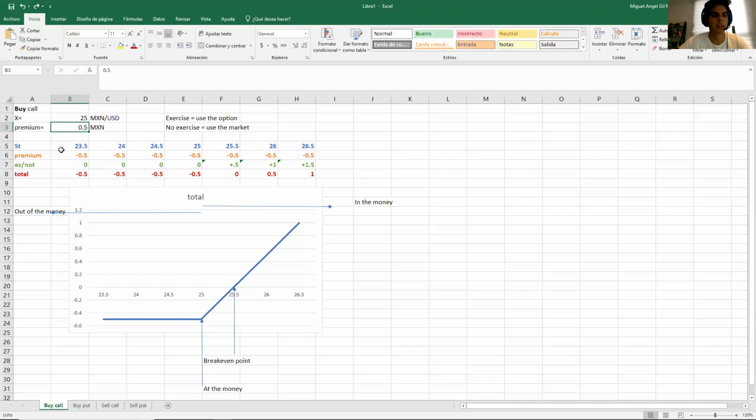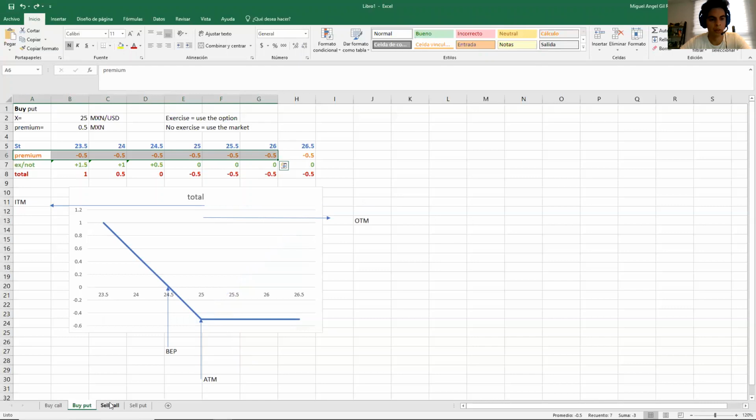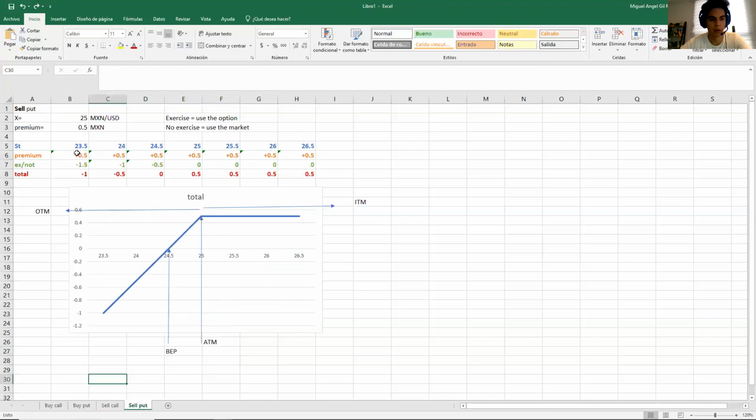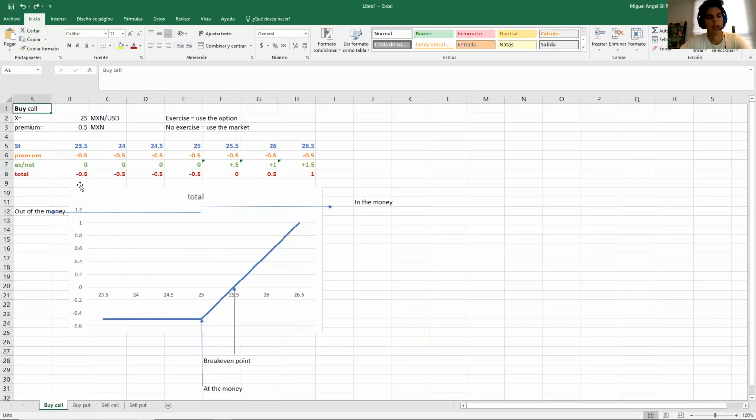It's okay. The second tip is on the premium. I think I already said this one too, but when you are buying something, you need to pay for that. That's why when you buy, you have negative premiums, and when you sell, you have positive premiums. I hope that you can see that from selling and from buying.